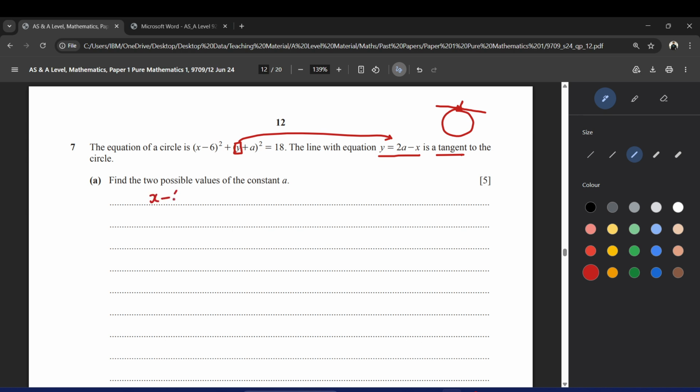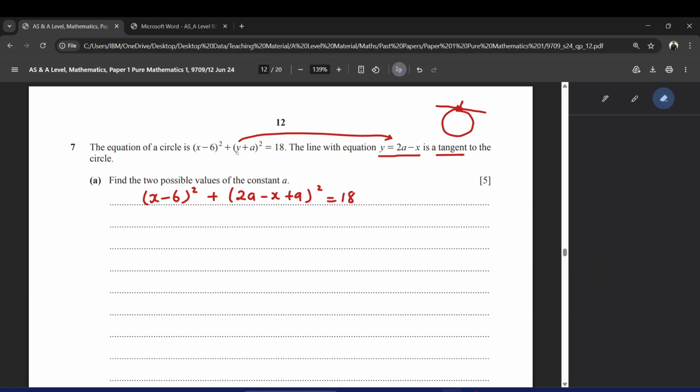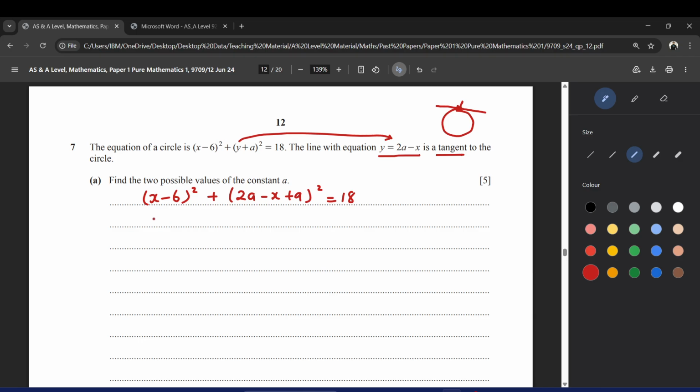So (x − 6)² + (2a − x + a)² = 18. Now here we are going to expand the bracket. So (x − 6)², that means x², then x multiplied by −6 two times, so this would be −12x. Then −6 multiplied by −6, that would be 36.